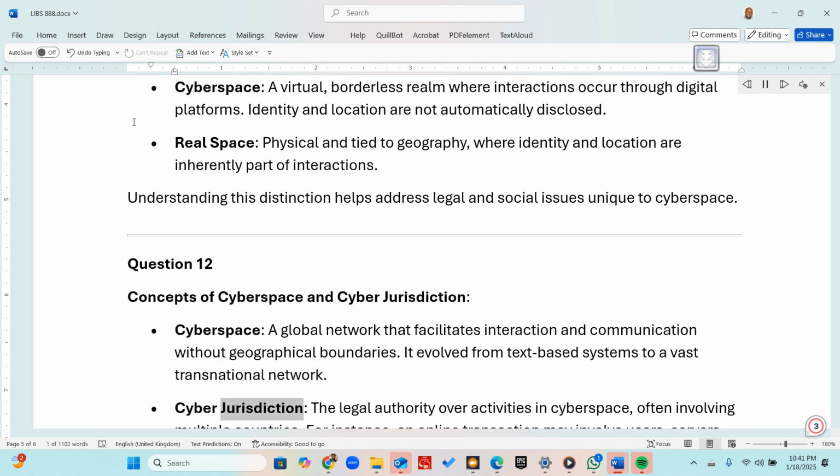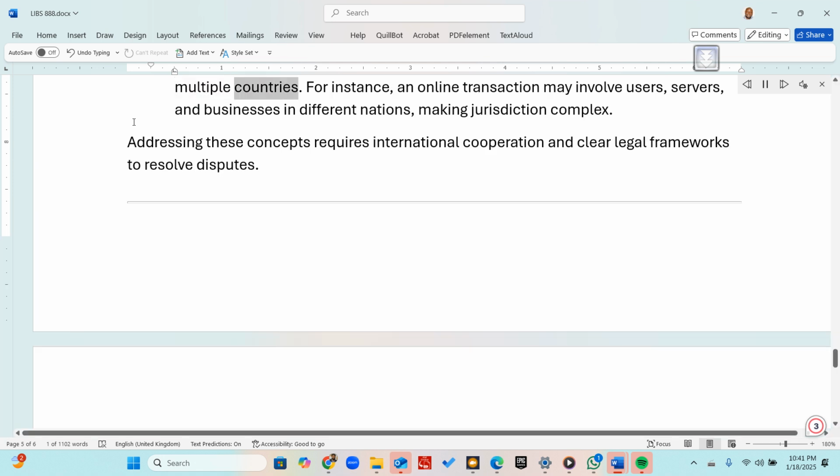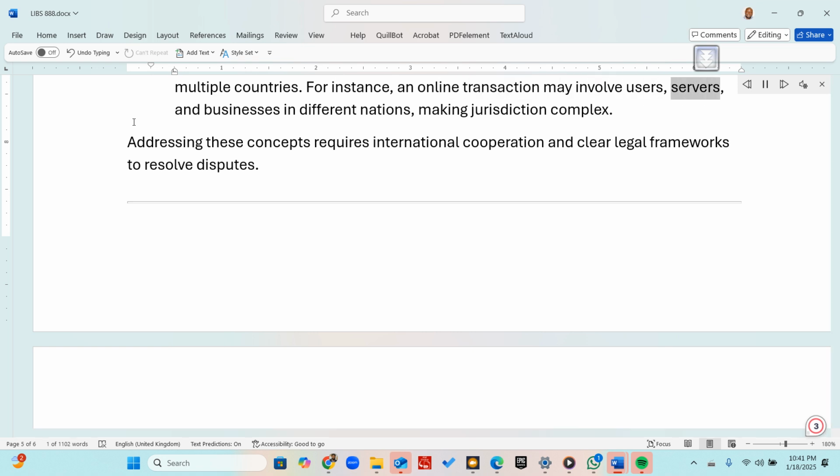Cyber jurisdiction, the legal authority over activities in cyberspace, often involving multiple countries. For instance, an online transaction may involve users, servers, and businesses in different nations, making jurisdiction complex. Addressing these concepts requires international cooperation and clear legal frameworks to resolve disputes.